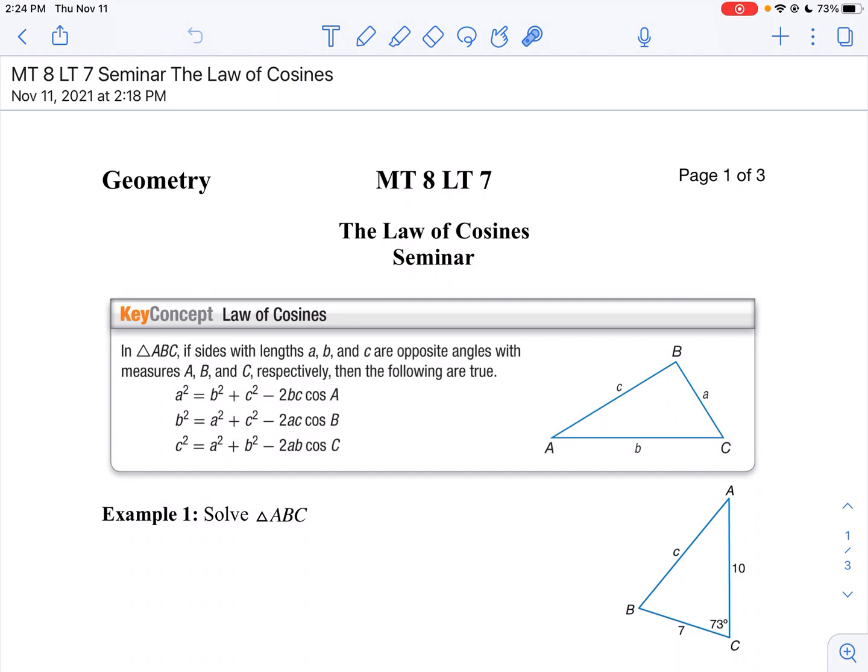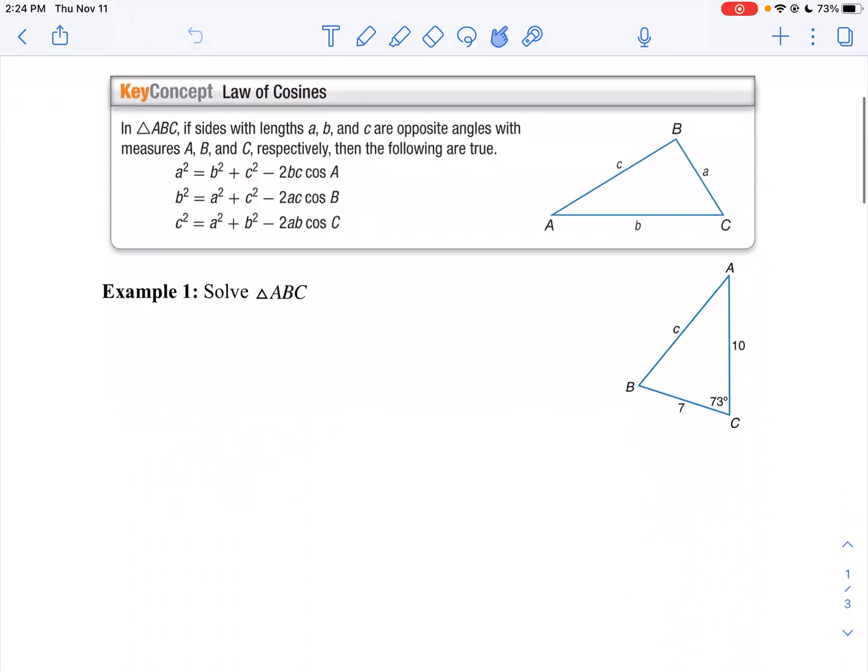And you're going, why am I going to use something so complicated when I have the law of sines? That's a great question. The reason is because we can't use the law of sines. Notice in this particular triangle, I don't know the side opposite 73 degrees. And I don't know the angle opposite 7 nor the angle opposite 10. In order to use the law of sines, I need to know one of those to have a proportion. So we're going to use the law of cosines here.